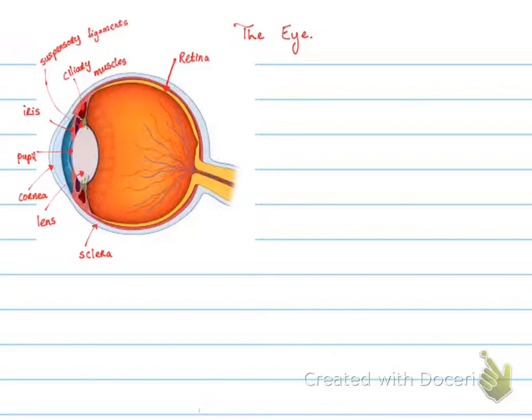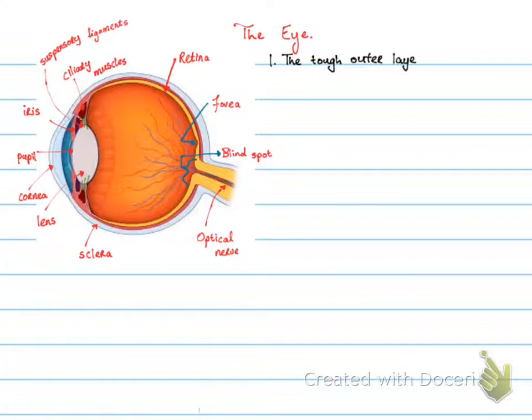The inner area is the retina, and you have that little dent is called the fovea, and we also have the blind spot where the optical nerve attaches to the back of the eye.